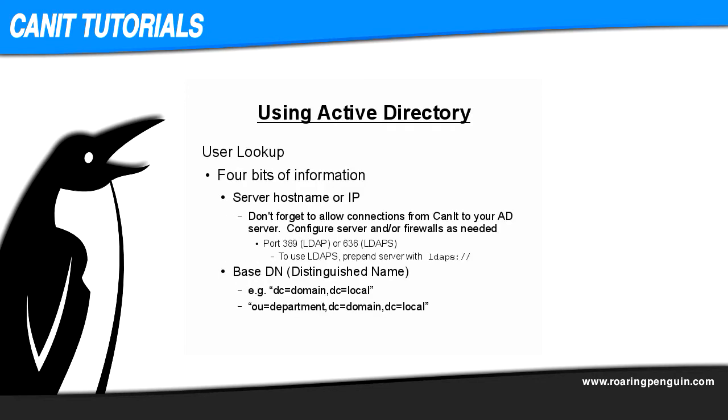To create the user lookup, we'll need four pieces of information. First, the server hostname or IP address. Obviously, we can't talk to your server until we know how to reach it. Don't forget, if your Active Directory server needs to know the IP address of your CanIt server, or your firewalls need to allow connections between the two, to set that up.